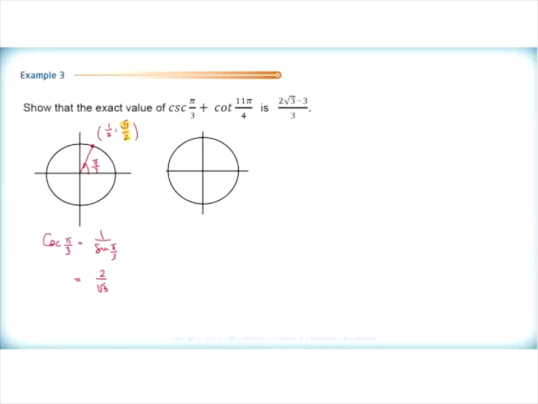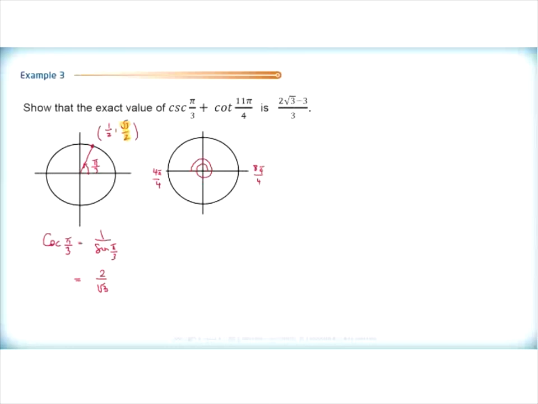Now let's do the cotangent of 11 pi over 4. This is 4 pi over 4. This is 8 pi over 4. If we continue to rotate, 4 pi over 4, 8 pi over 4, if I went all the way around to the 180-degree mark again, that would be 12 pi over 4. I don't want to go to 12 pi over 4, I want to go to 11 pi over 4.